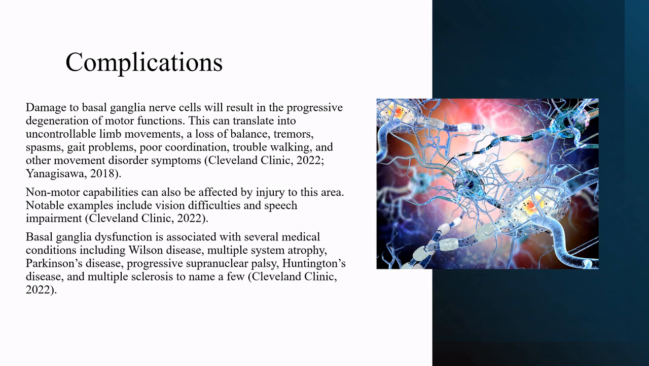This can translate into uncontrollable limb movements, a loss of balance, tremors, spasms, gait problems, poor coordination, trouble walking, and other movement disorder symptoms. Non-motor capabilities can also be affected by injury to this area. Notable examples include vision difficulties and speech impairment. Basal ganglia dysfunction is associated with several medical conditions, including Wilson's disease, multiple system atrophy, Parkinson's disease, progressive supranuclear palsy, Huntington's disease, and multiple sclerosis, to name a few.